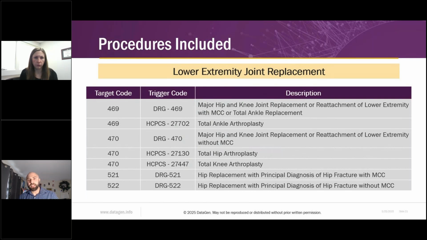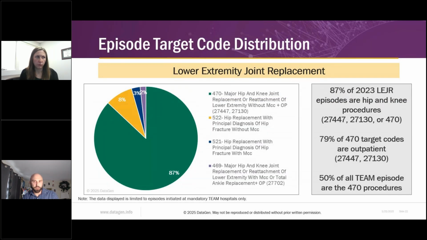On the next slide, we see that 87% of lower joint episodes are the 470 hip and knee procedures. Out of those 470 target codes, almost 80% are the outpatient hip and knees, and the majority of that is actually knees. Combining the fact that 58% of all TEAM episodes are in lower joints, 50% of all TEAM episodes, period, are the 470 procedures. So reiterating, 470 inpatient, outpatient, knees and hips make up the majority of TEAM, half of TEAM altogether.